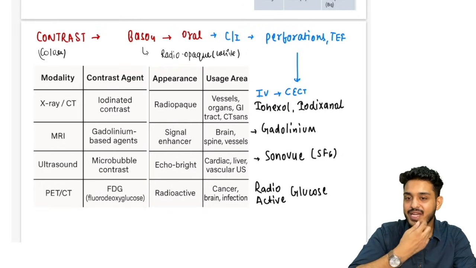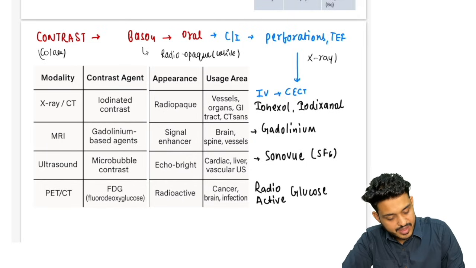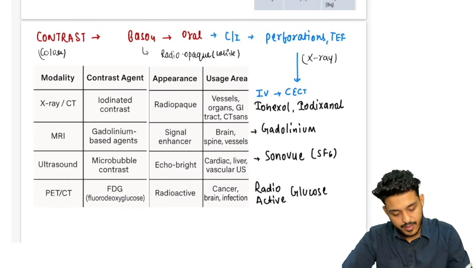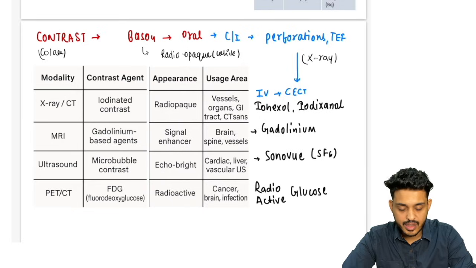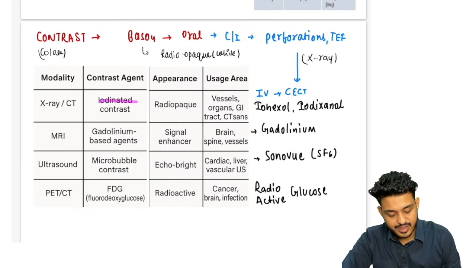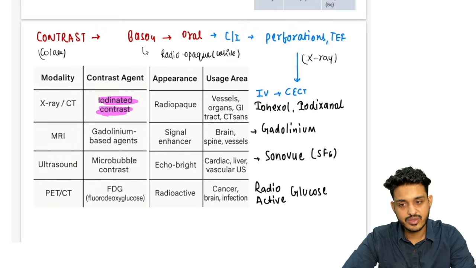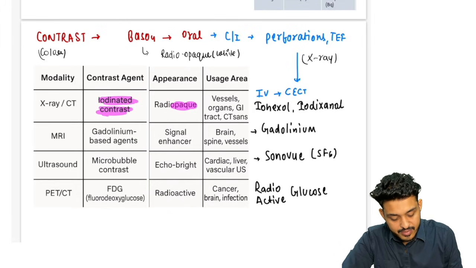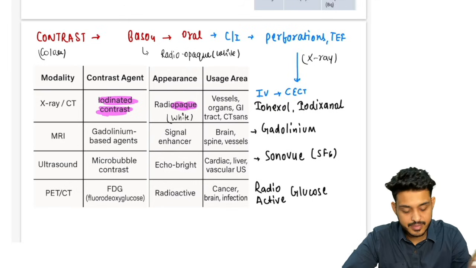The energy we are going to use is going to be what? The source of light we are going to use, the energy we are going to use is going to be x-ray. We can do x-ray, right? For x-ray and CT, we are going to use all the iodinated contrast, like we are having iohexol, iodixanol, iohexol. These are going to be your iodinated contrast. Remember, they are going to be radio opaque. Which color will be there? Radio opaque means they are going to be showing you which color? White color.